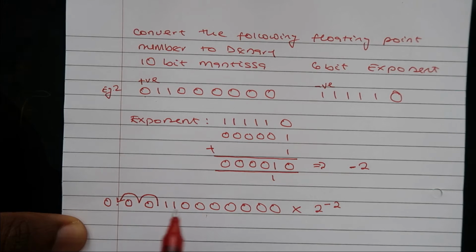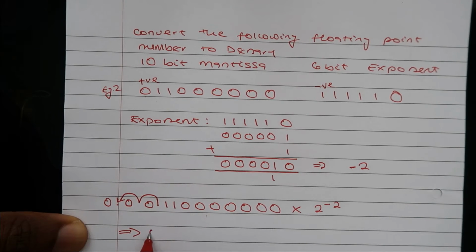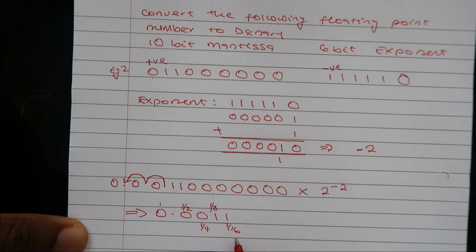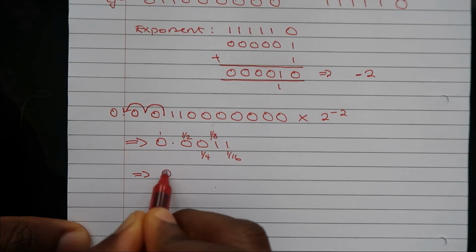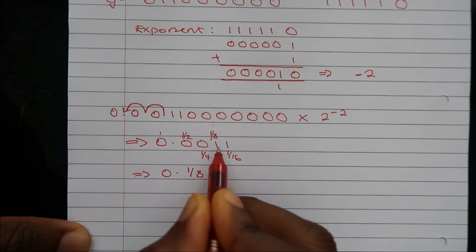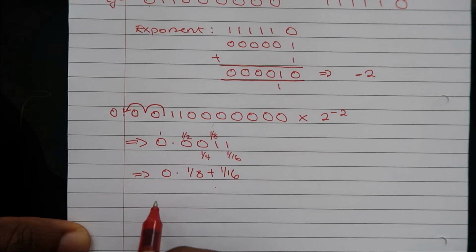Now, to do this, if I write this out, then what I'm left with is 0.0011 and all zeros, which doesn't matter. If I write the number sequence down for this, I know that here I have 1, at this point I have 1 over 2, this point I have 1 over 4, this point I have 1 over 8, and this point here I have 1 over 16. The only two values I need are 1 over 8 and 1 over 16. So it means that what I have here is 1 over 8 plus 1 over 16.